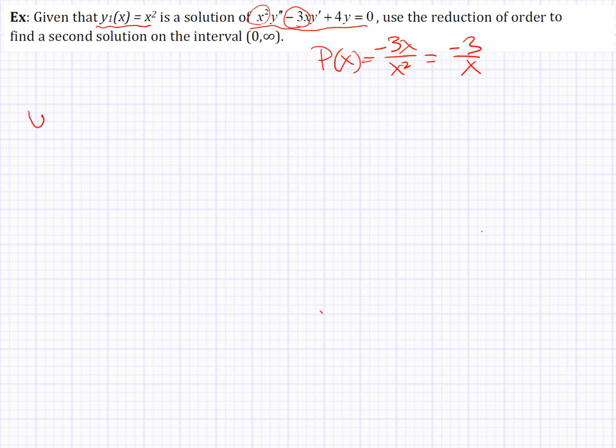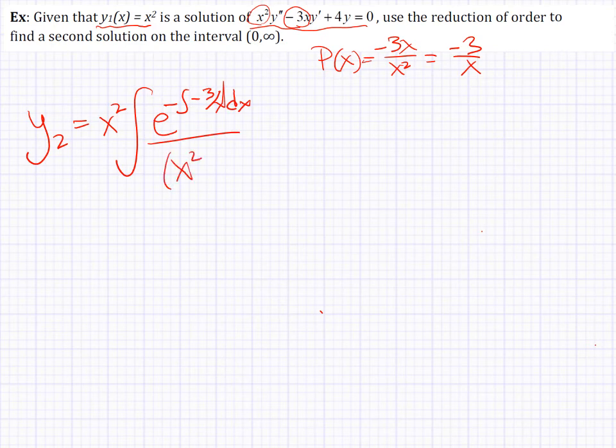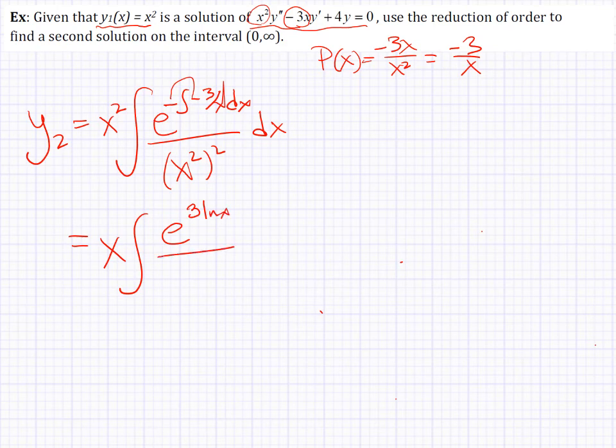So my second solution is going to be my first solution times the integral of e to the negative integral of p of x, which is negative 3 over x dx, over, again, the first solution squared. So here our p of x isn't 0, so we're going to do a little bit more work here. This negative can come out with that. It turns into a plus. Integral of 3 over x is going to be a log. So we get x squared times the integral of e to the 3 log x over x to the 4th.